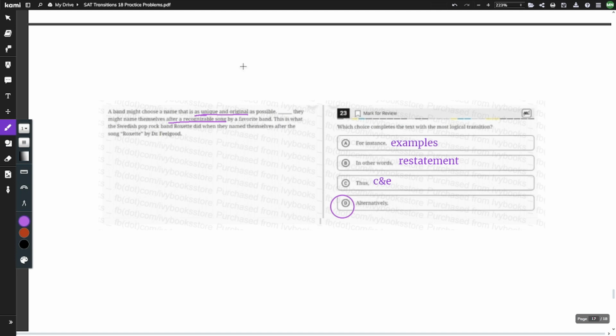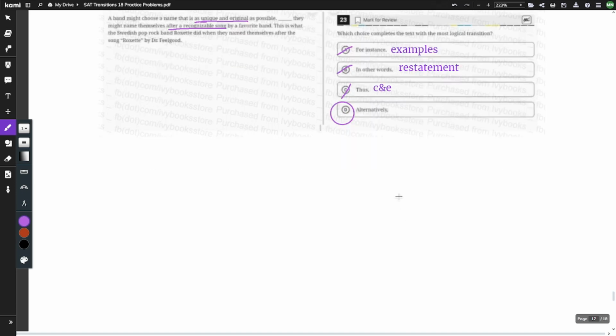Anyways, it's not for instance, because a recognizable song is not unique and original, so it's not an example. These two are two different things, so we're not restating the same thing. And cause and effect, once again, if you wanted a unique and original name, you would not choose a recognizable song. That's not cause and effect. So our answer is alternatively, because they give another option of how a band might name themselves.